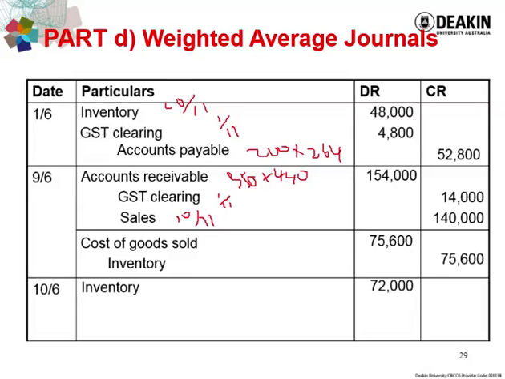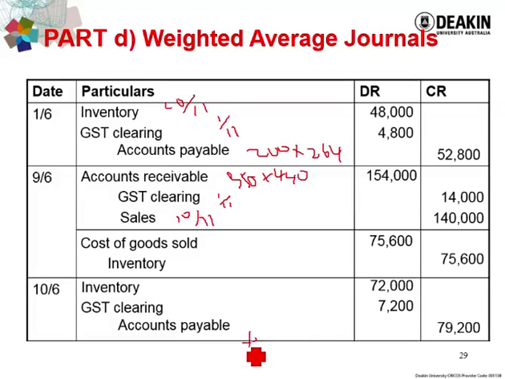Then on 10th of June, we purchased another 400 tables at $198 GST inclusive each. So we credit accounts payable 79.2K, which is 400 times 198 inclusive of GST. And then we debit inventory 72K, 10 over 11, and debit GST clearing 7.2K, 1 over 11.